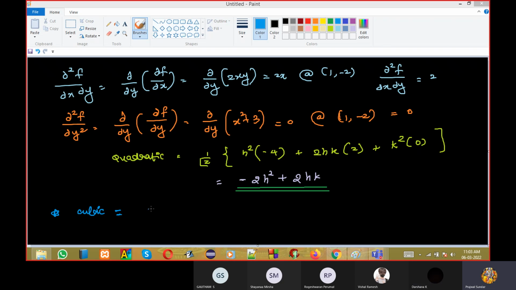So for cubic, I just write what term you will get. You will get 1 by 3 factorial into 6 h squared k. So you will get h squared k. That's it, this is the cubic part. I'm not going to explain the cubic part in detail because it'll waste time. You understood the concept now. So now I'll just finalize it.